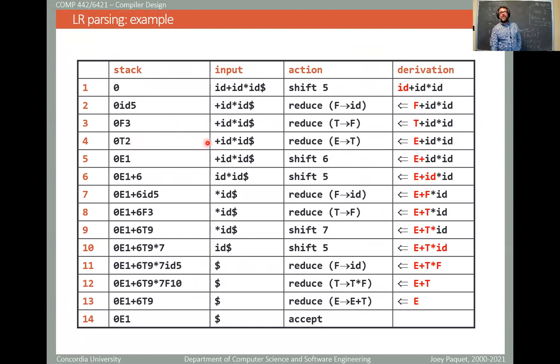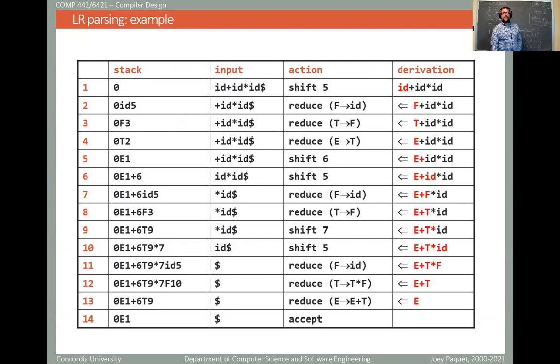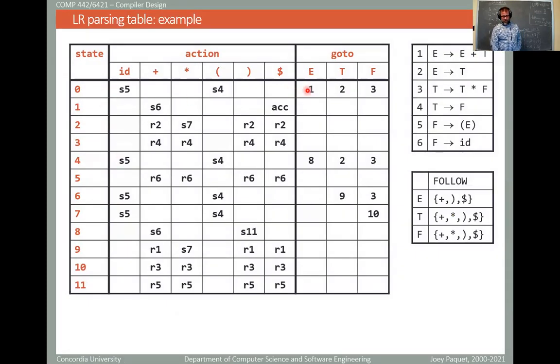Then another iteration, 2 plus. 2 plus is reduce 2. Reduce 2 says transform this T into an E. So I pop the 2 and the T from the stack to remove this right-hand side from the stack. Then I have myself again at state 0, and then I push E, which is the left-hand side. Then if I go in the table at coordinates 0E, I find 1.